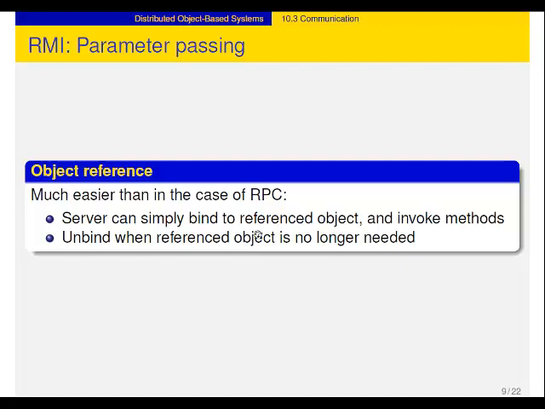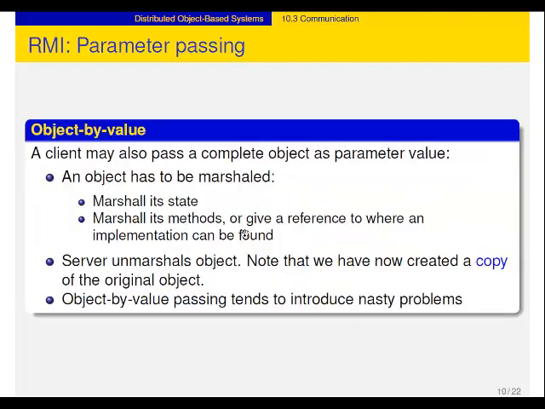Okay. A client may, in the case of object by value, people have been thinking about this. Some of them thought a bit too hard. You can also have object by value, because if you can pass references to a method, we can also pass an object by value, right? Well, watch this. A client may also pass a complete object as a parameter value.